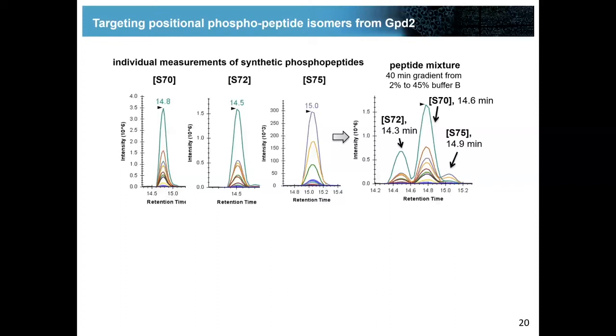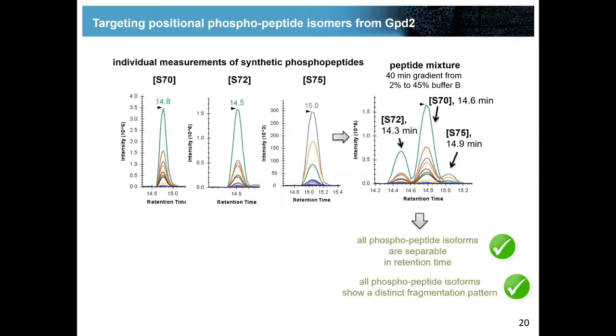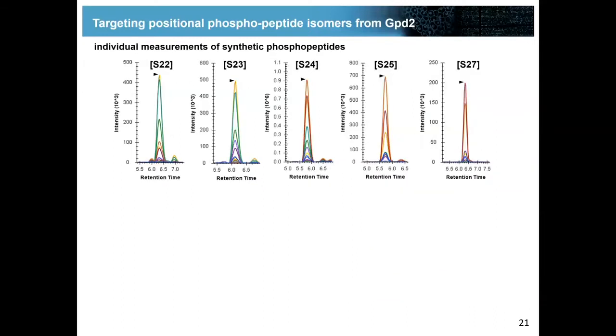So what I learned from these initial experiments was all phosphopeptide forms are separable in retention time, at least on the gradient and the conditions that I used. And each phosphopeptide has a distinct pattern. So the fragment ion distribution looks all different for the 3 different forms. Okay, let's have a look at the more complicated case of GPD2, where I had these 5 different forms.